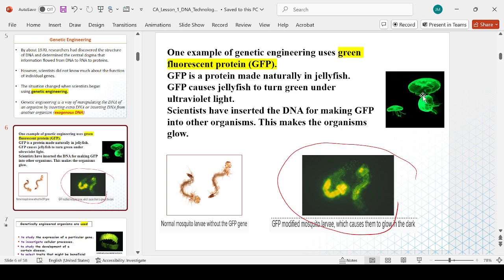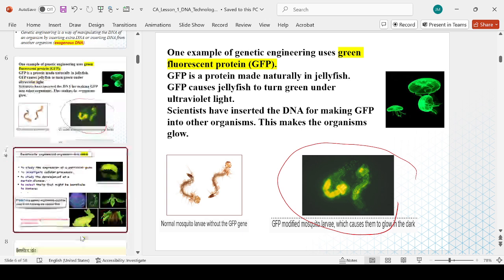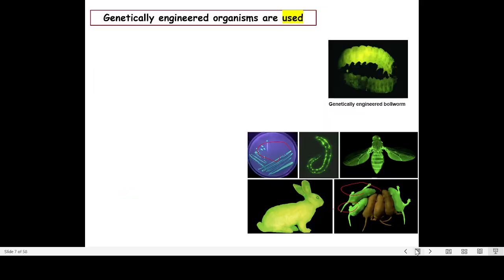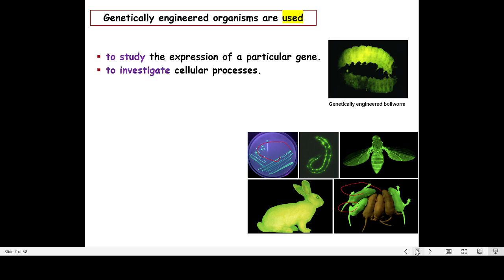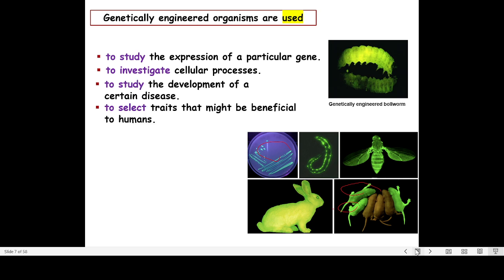So what the scientists do is isolate the gene and insert it into another organism, and this organism starts to glow under UV light. So GFP protein, we will study this. I put this in LMS, by the way. This is an example of genetic engineering, and we isolate this gene, GFP, green fluorescent protein, and put it in this organism, so this organism starts to glow. Okay.